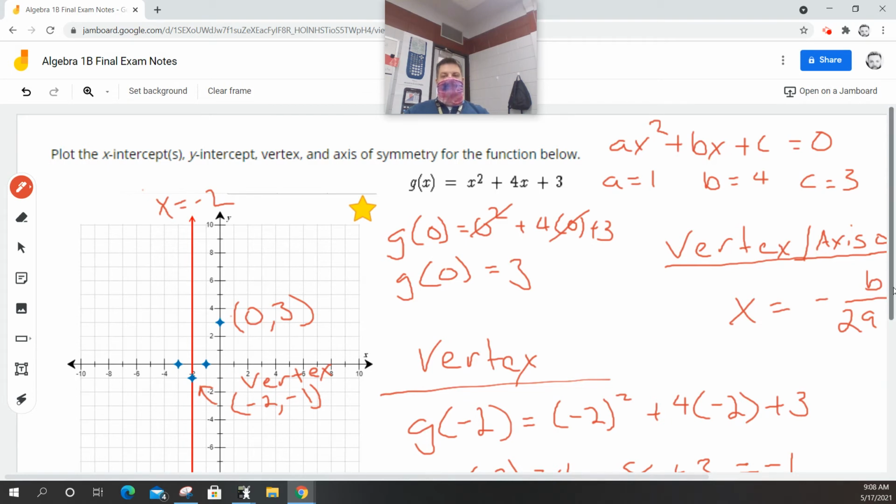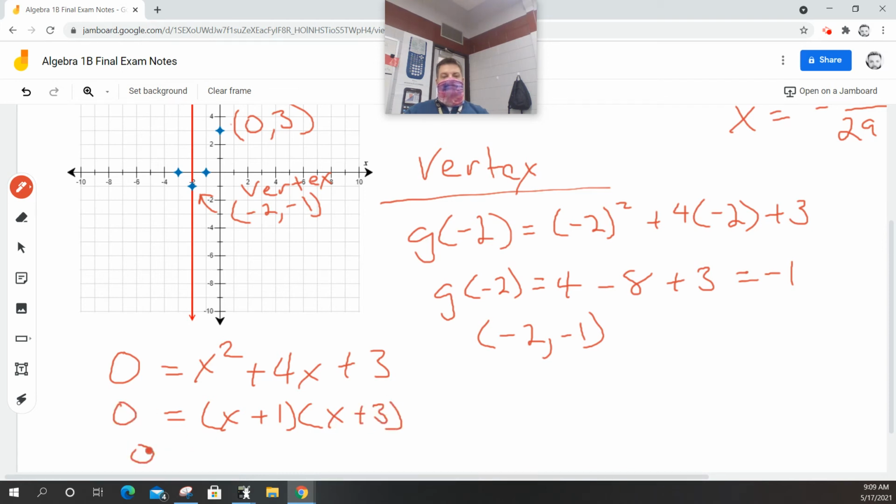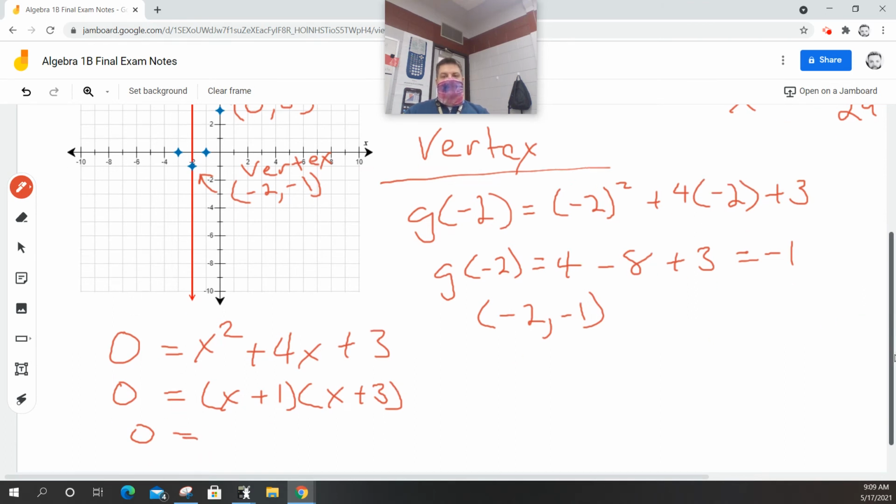Now, I got to find the x-intercepts. The x-intercepts occur when y equals 0. In other words, 0 equals x squared plus 4x plus 3. Now, if I factor this, it's going to be x plus 1 times x plus 3. So y equals 0 at those two things.